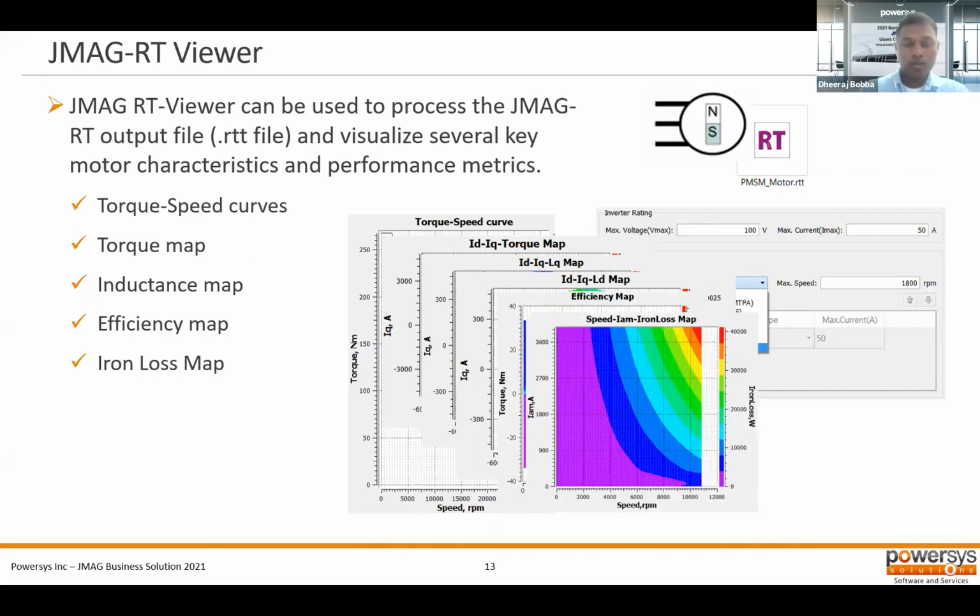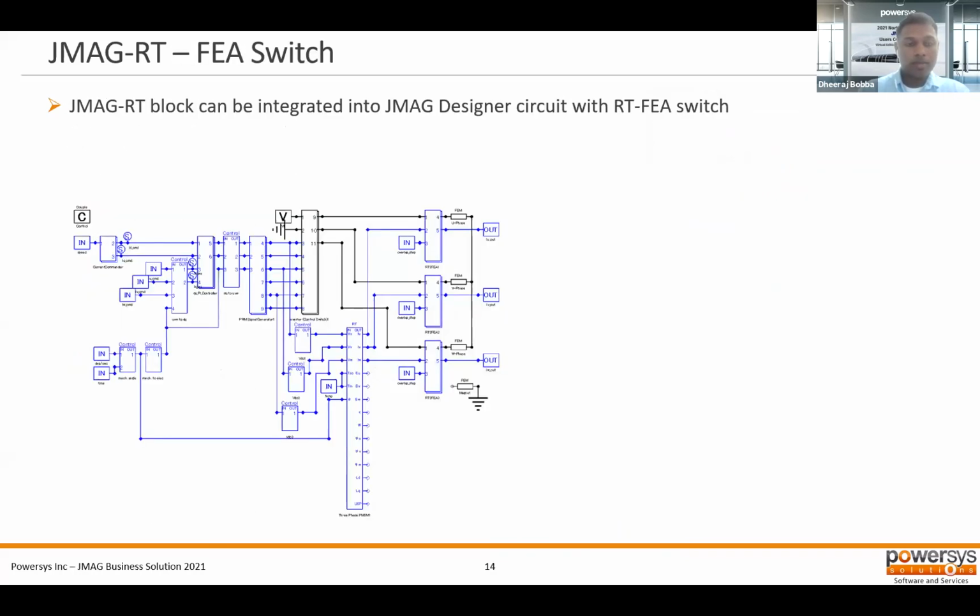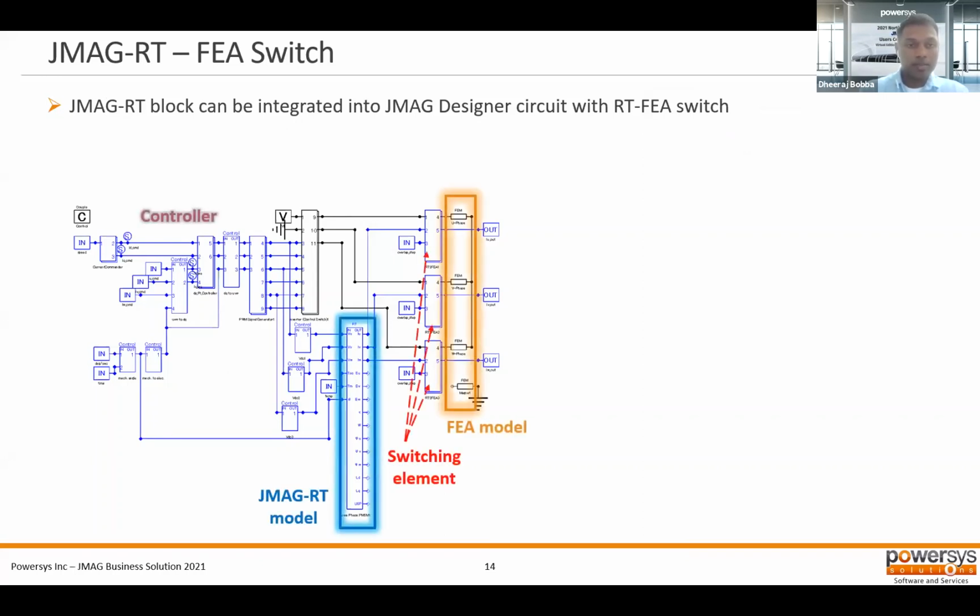So this is for a quick visual check of what the motor performance is without going into elaborate control design. And then if you have tuned into the presentation earlier today from my colleague Simon, she pointed out the JMAG RT-FVS switch. So this is something that can help in terms of applying the control circuit and trying to figure out the transient response of the machine in FEA to, let's say, look at magnet eddy current losses. So this has multiple blocks here. There's a JMAG RT block that's identified in blue.